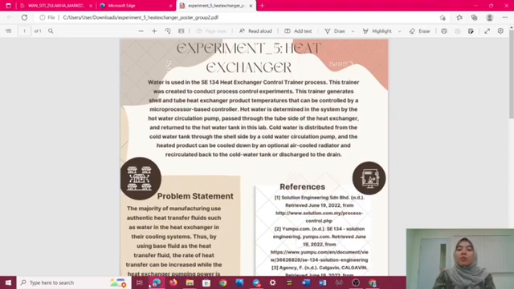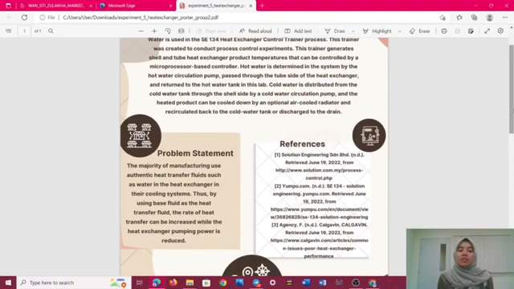Now we go to the problem statement. For this lab, the problem statement is that the majority of manufacturing uses conventional heat transfer fluids such as water in heat exchangers in their cooling systems. Thus, by using a base fluid as the heat transfer fluid, the rate of heat transfer can be increased while the heat exchanger pumping power is reduced.